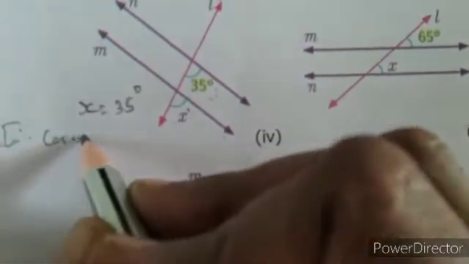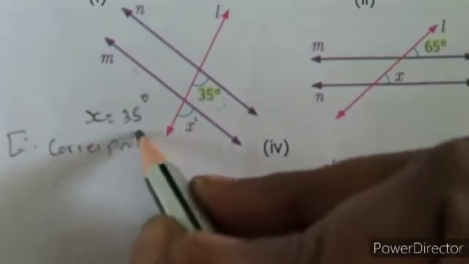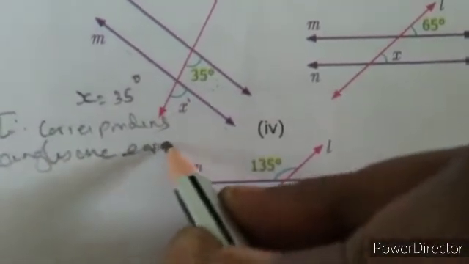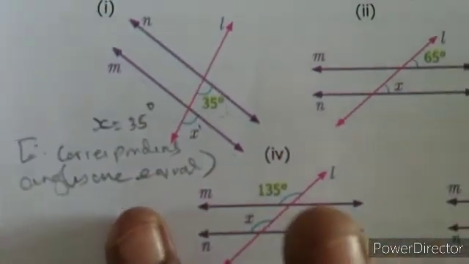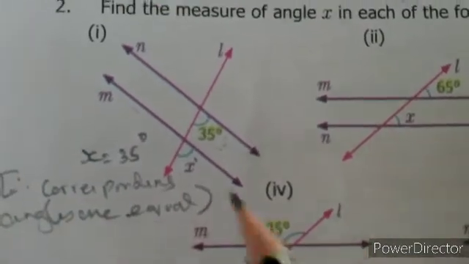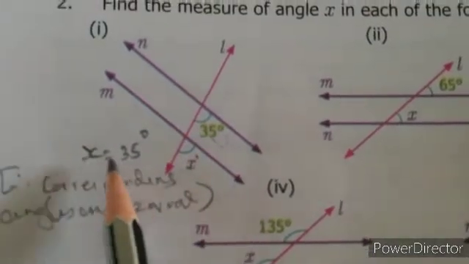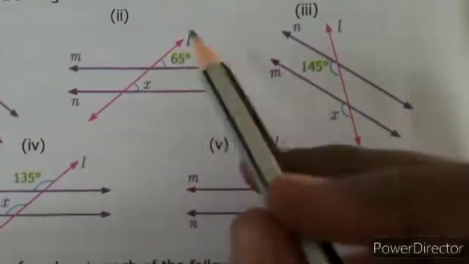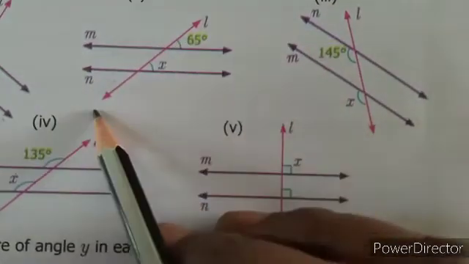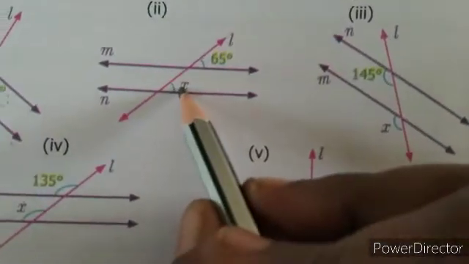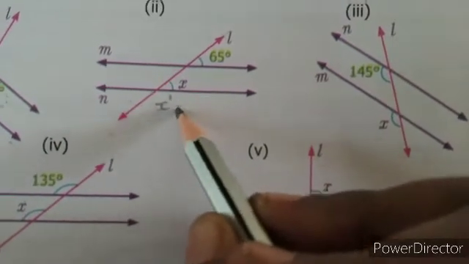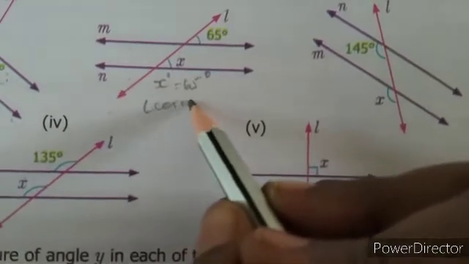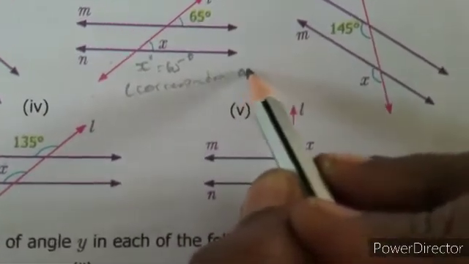Therefore, corresponding angles are equal. Like that, you have to write the answer in your classwork note. You have to draw the figure, write the value of x and write the reason for that. Same like that, next sum. M and N are parallel lines and L is a transversal. So what is the value of x? X degree equals 65 degree. You have to write here, corresponding angles are equal.